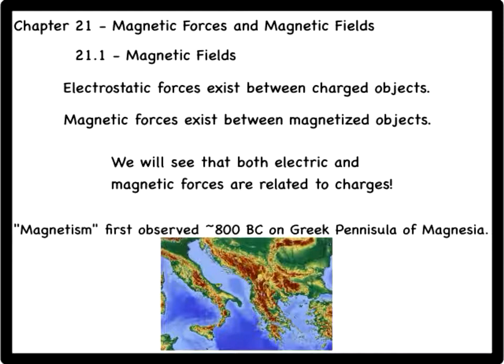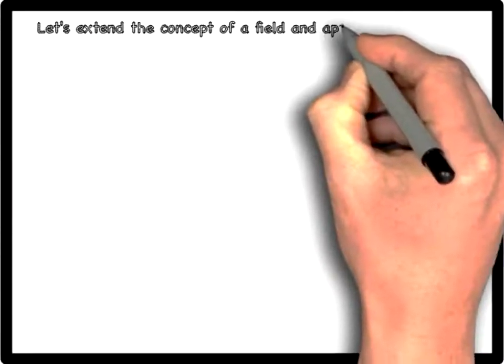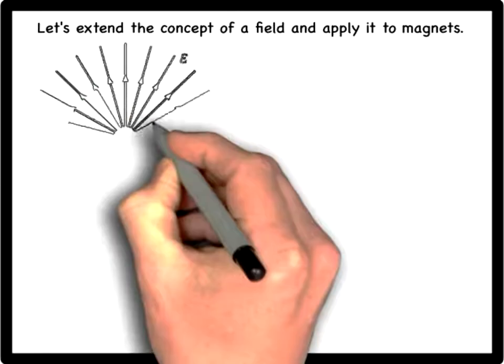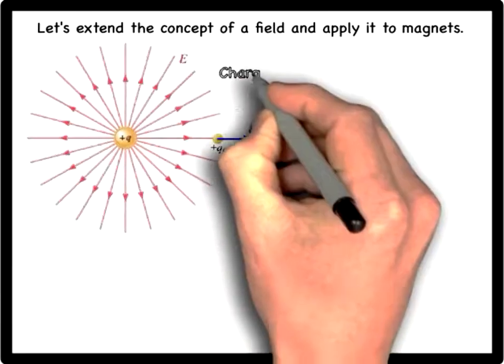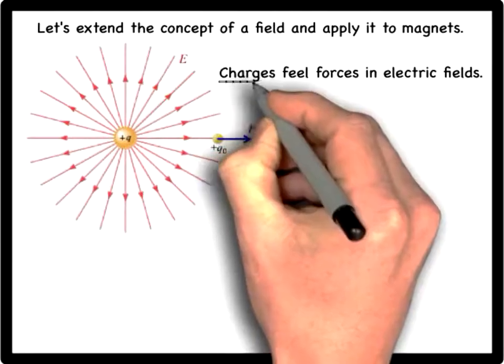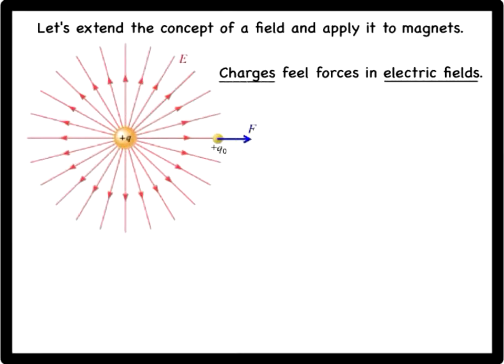Furthermore, we can extend the concept of a field and apply it to magnets. In the electrical case, a charge creates an electric field that fills all space. A second charge placed in that field will feel a force. Likewise, a magnetized object, or simply magnet, creates a magnetic field that fills all space, and a second magnet placed in that field will feel a force.